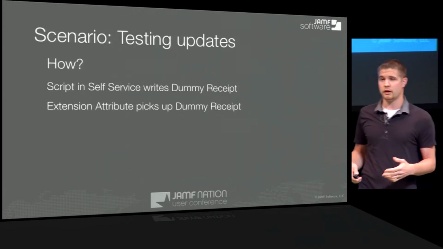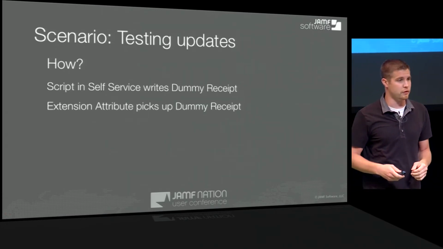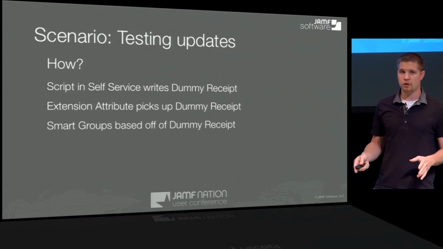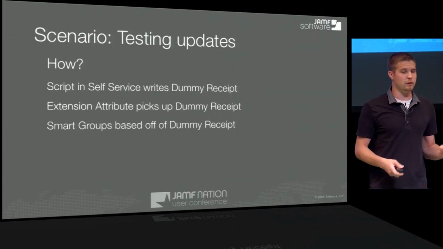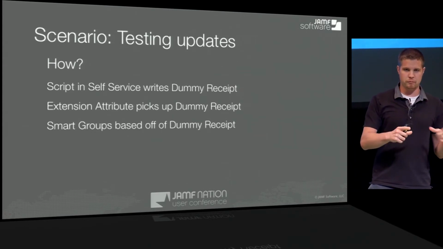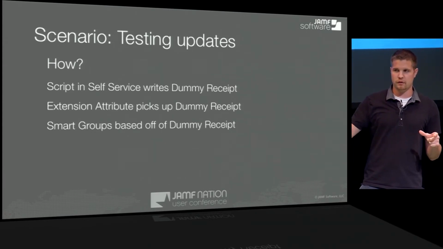That extension attribute will pick up and say, hey, I noticed that that dummy receipt was there. I'm going to return a different value than if it wasn't there. Then we create a smart group based off of that dummy receipt. Because that extension attribute returned this value, we're going to have a group of people where we've got this dummy receipt written.